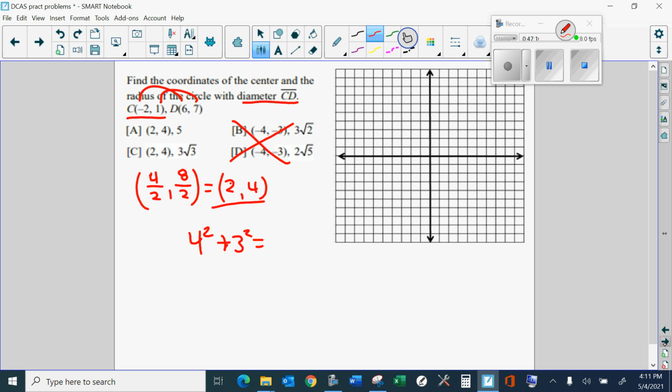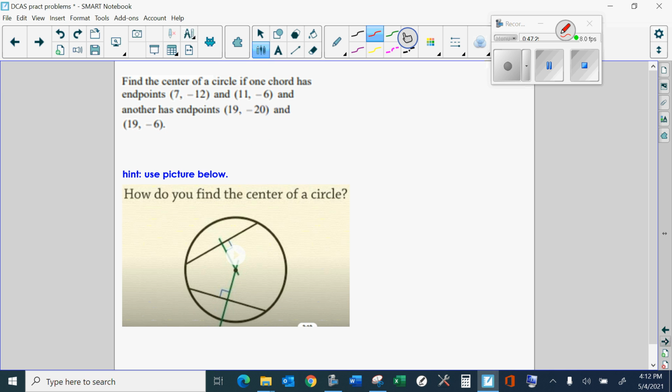Oh, 3, 4, 5, Pythagorean triple. There it is, 3, 4, 5, Pythagorean triple. Okay, see how these Pythagorean triples are coming into play, why I tell you to memorize them. Saves yourself a lot of time.